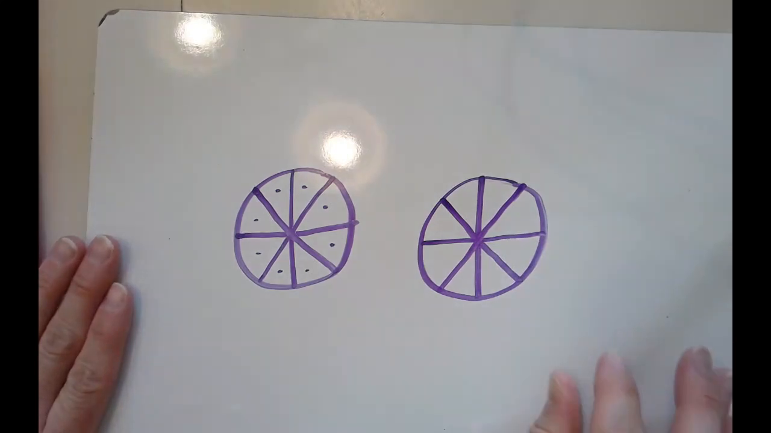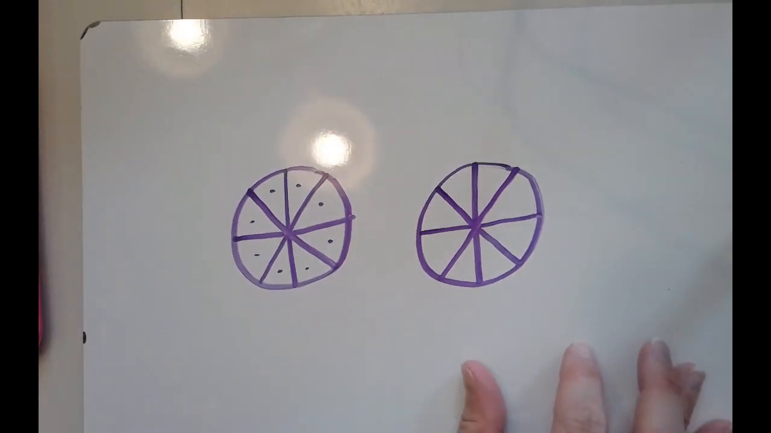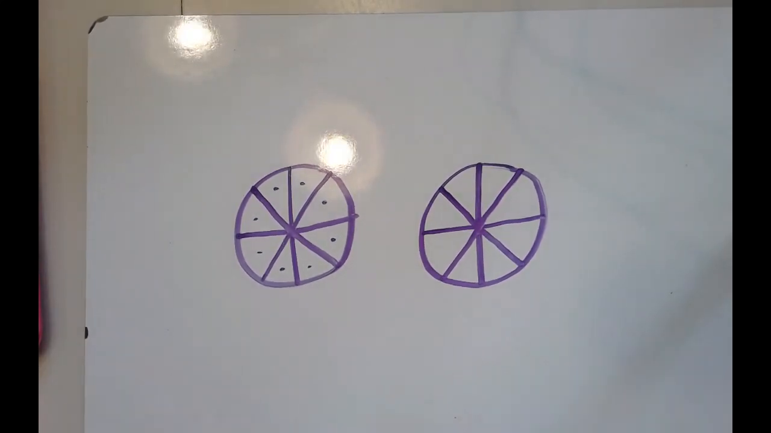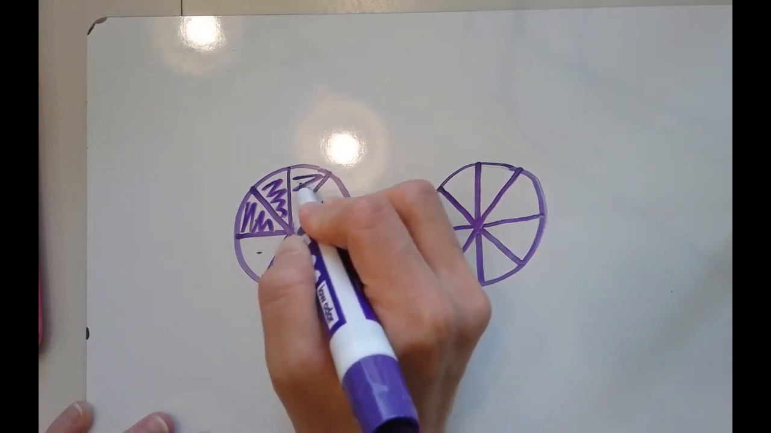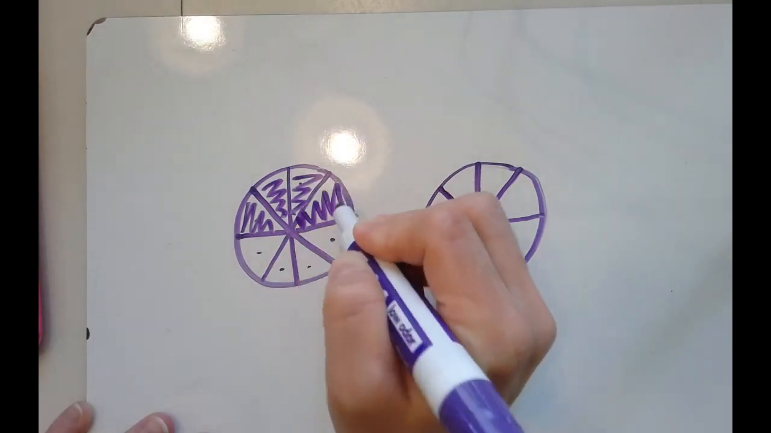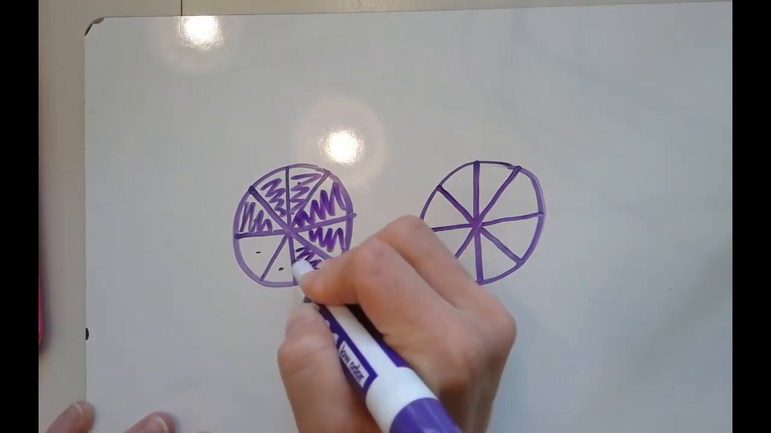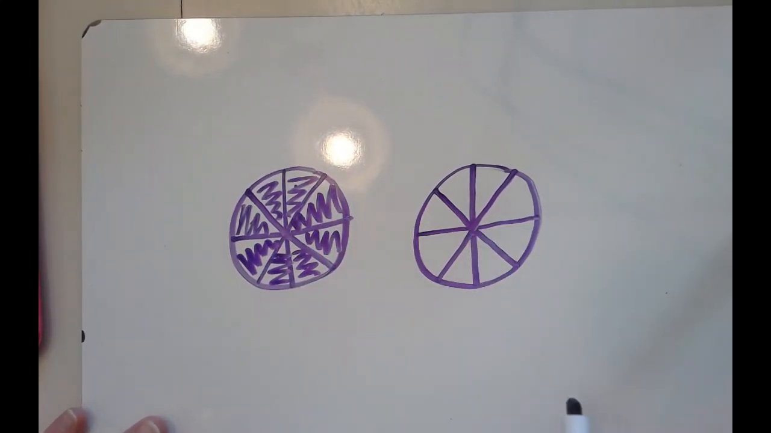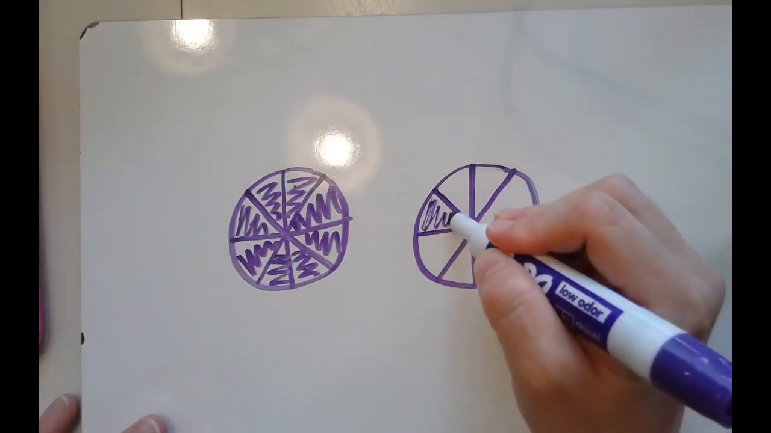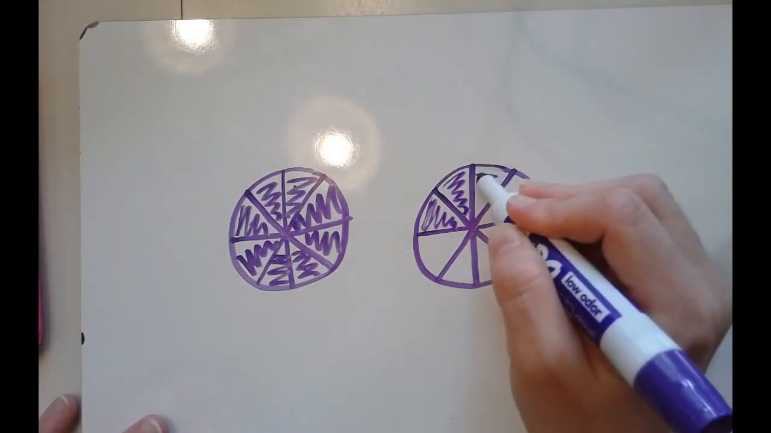So both pizzas are sliced into 8 equal pieces. Now, I'm going to say that I still have all 8 pieces on this pizza. It has not gotten eaten at all yet. But this pizza, some pieces are missing. So some of it has gotten eaten. So 2 pieces have gotten eaten. So there are 6 slices left still on this pizza.